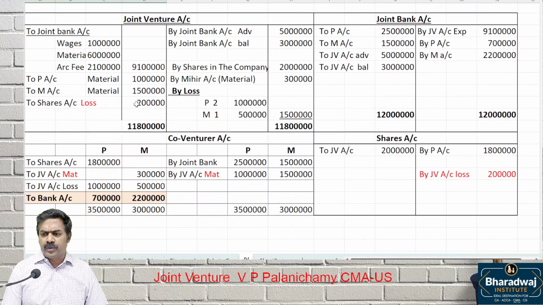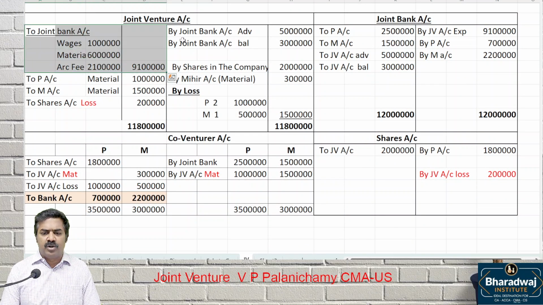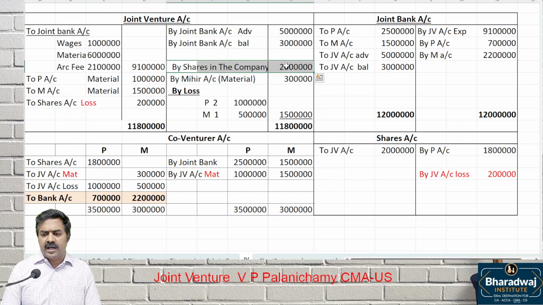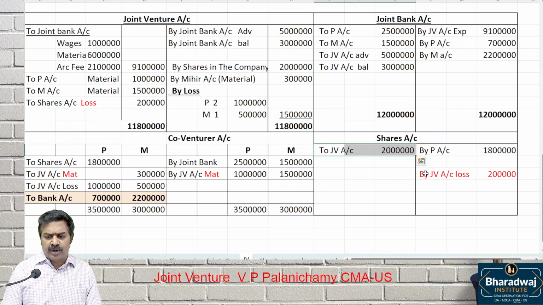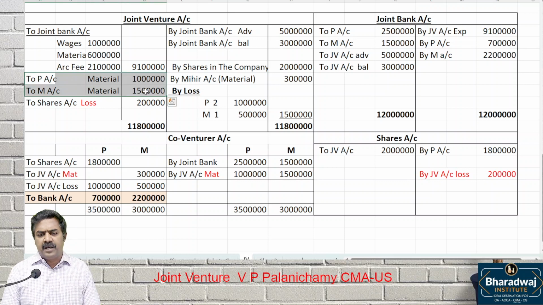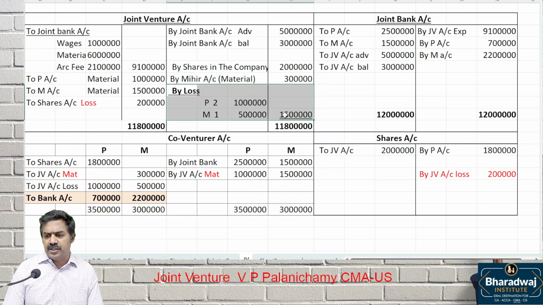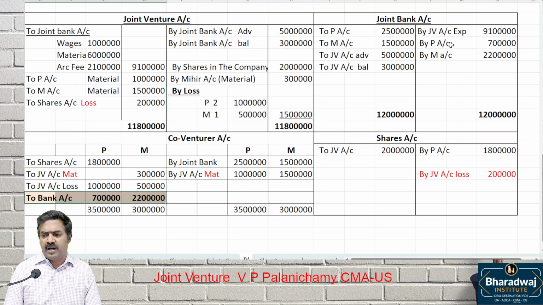We have done a question based on Prabir and Mihir, where we had seen expenses are out of bank account, incomes are also collected out of bank account, shares are taken over by Prabir, like that we have done. Then the profit or loss is transferred to joint venture account. Then Prabir supplying material, Mihir supplying material, all those things we have seen. Loss is shared amongst co-venturers. At the end, the final settlement is made out of bank account.